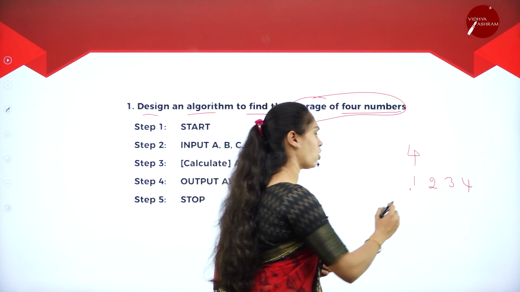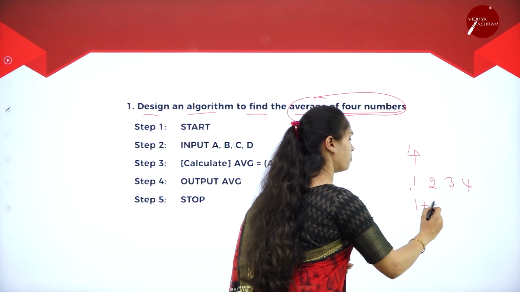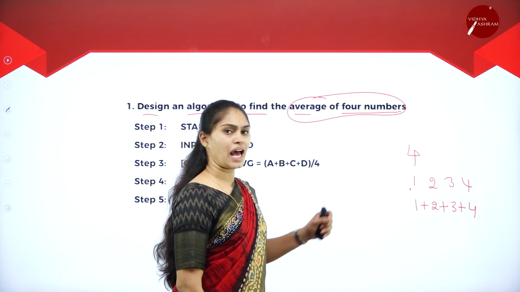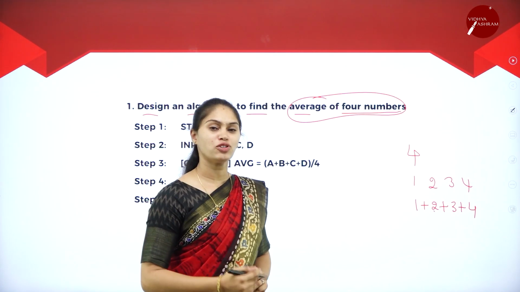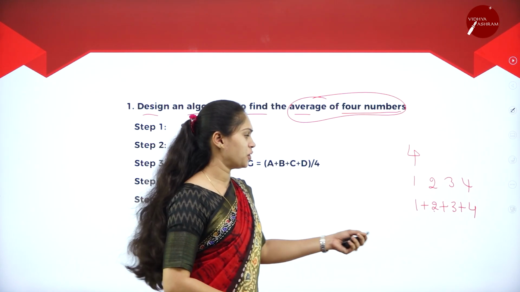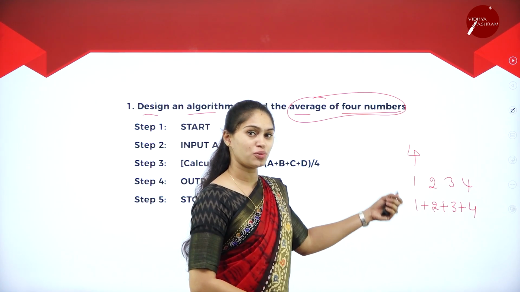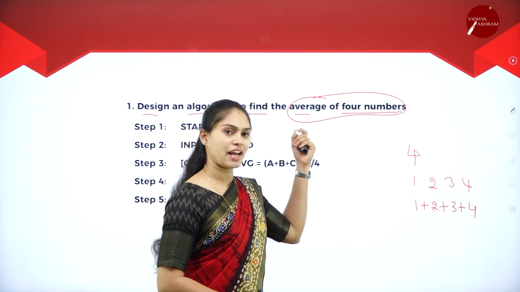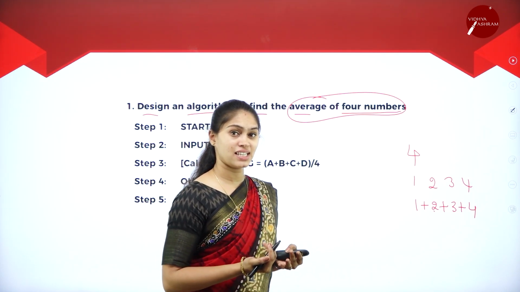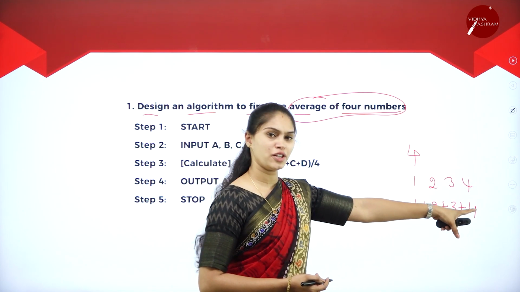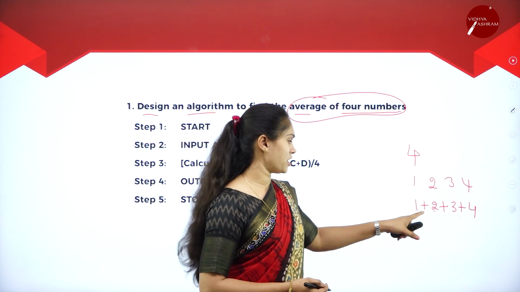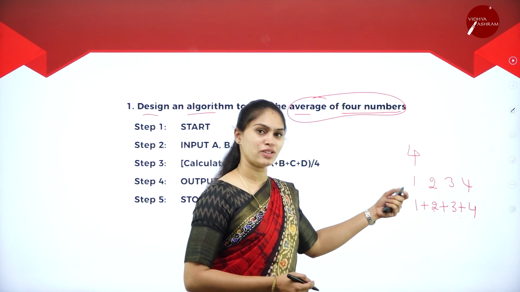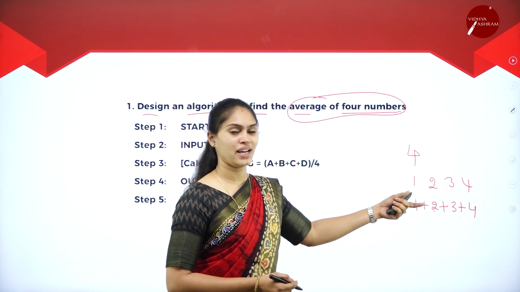I need to add all these numbers, right? 1 plus 2 plus 3 plus 4. I am going to get some value. How to find an average? I need to add all the numbers and divide by the count of numbers. Here we are taking an average of 4 numbers. What if it is 3 numbers? At that time I am not going to take one more number as 4. Instead I will add 1 plus 2 plus 3, and whatever value I get will be divided by 3 itself.